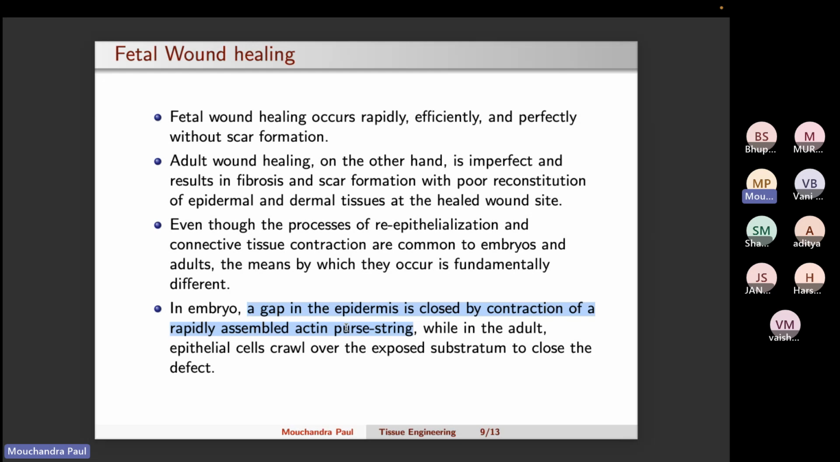So when this string contracts, it rapidly closes the epidermis gap, and because of which the epithelialization process is complete. The epidermis layer is fully covered now.